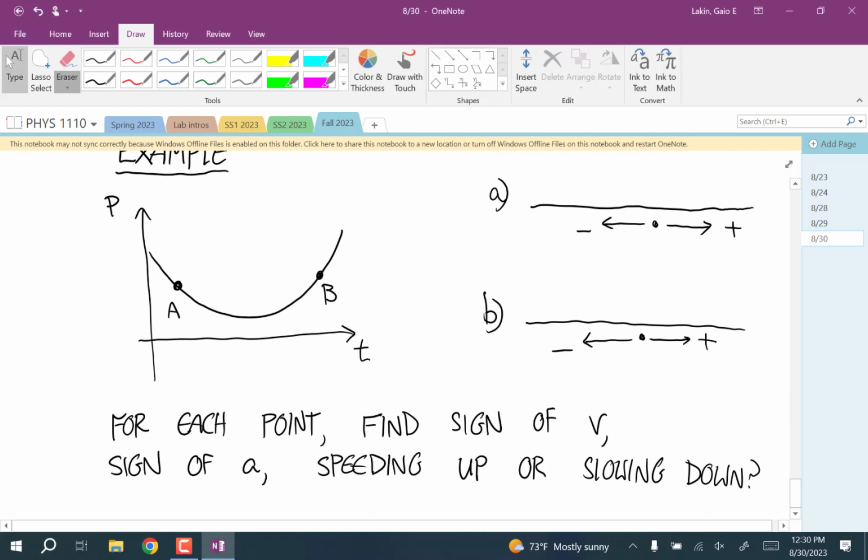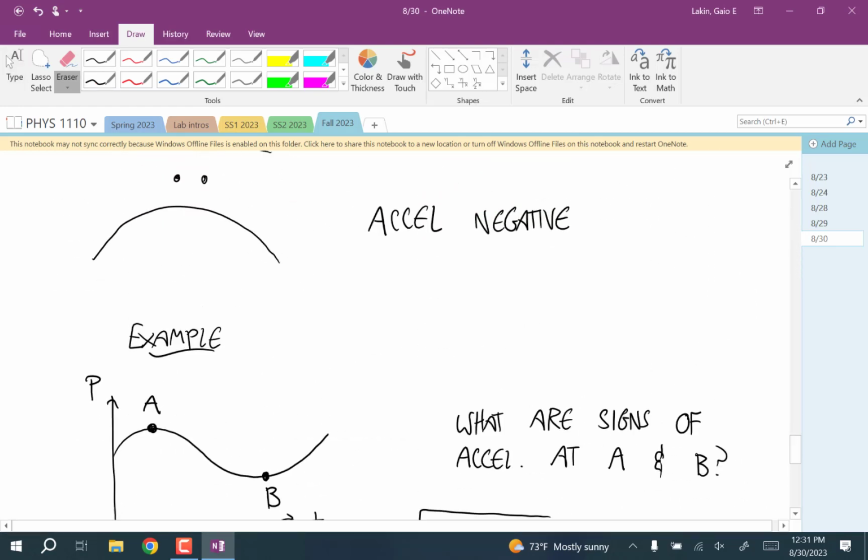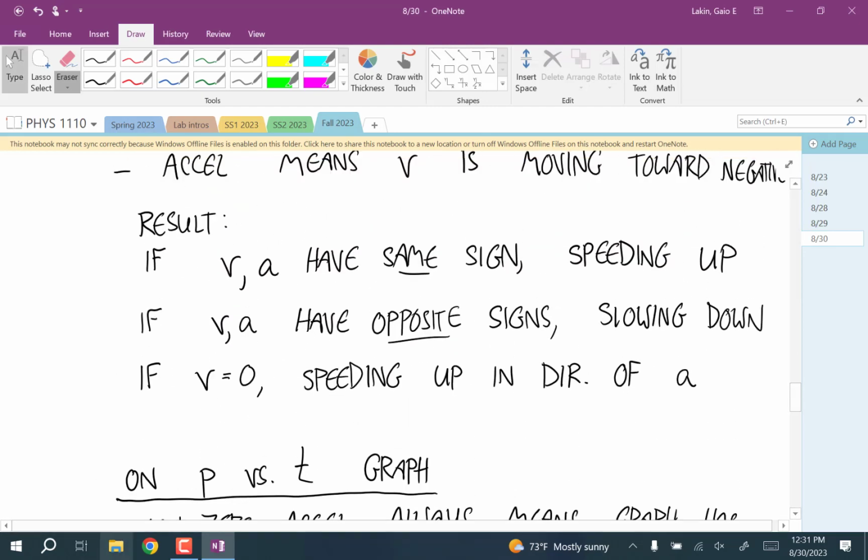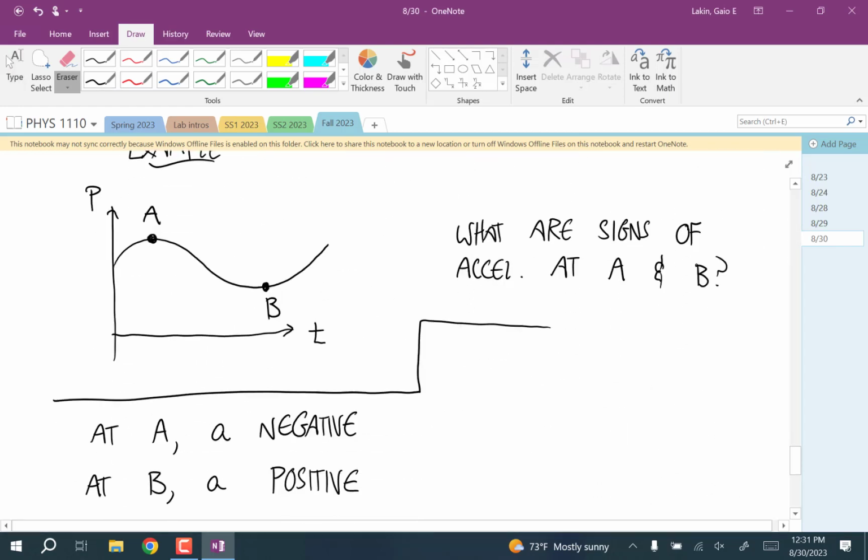Okay, so take a couple minutes and see if you can think through this. You're going to get the sign of the velocity from the slope of the tangent. You're going to get the sign of the acceleration from the concavity. And then you're going to use these rules to determine whether it's speeding up or slowing down. Okay? So see if you can think through that. I'll give you a few minutes.